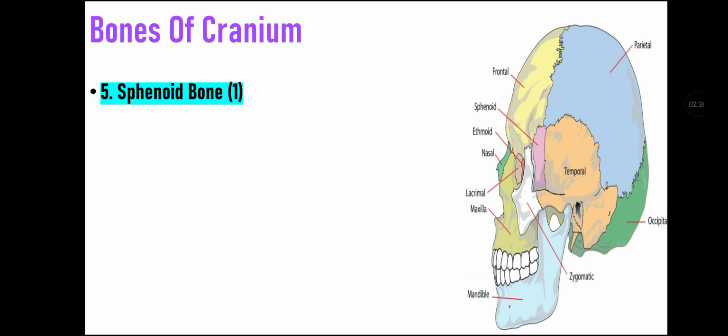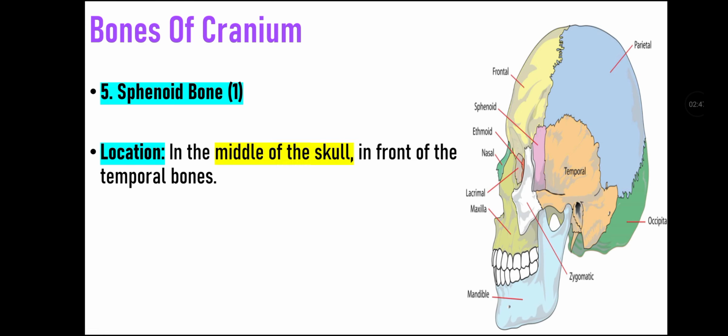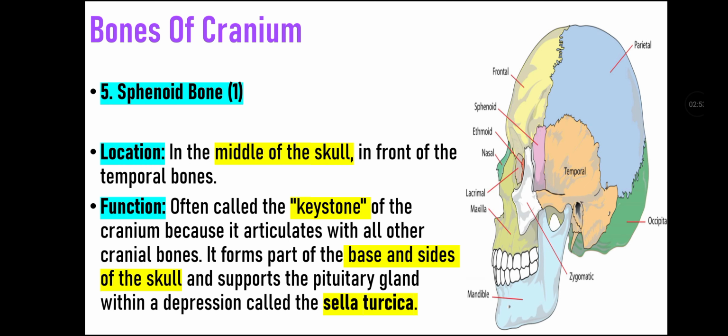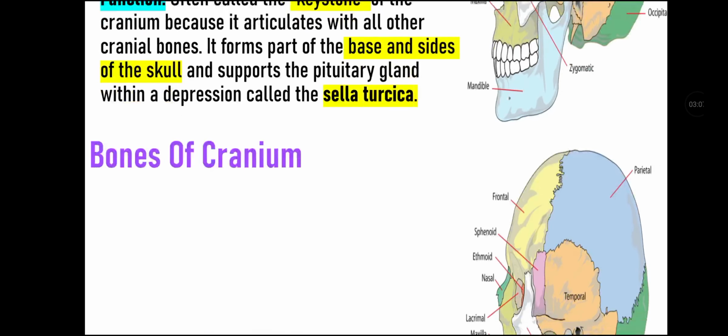Next cranial bone we have is sphenoid bone. As you can see in diagram, the pink color bone is sphenoid bone. It is unpaired bone, that means there will be one sphenoid bone in every skull. Location: it is located in the midline of skull in front of the temporal bone. Function: it is often called as the keystone of cranium because it articulates with all other cranial bones. It forms part of the base and side of the skull and supports the pituitary gland within the depression that is called as sella turcica.